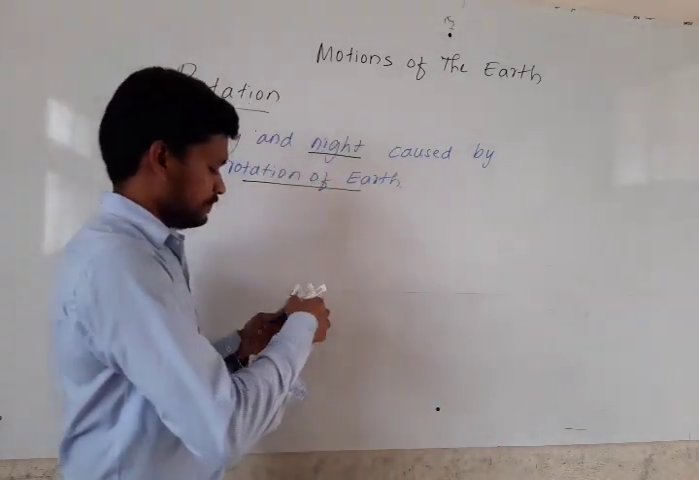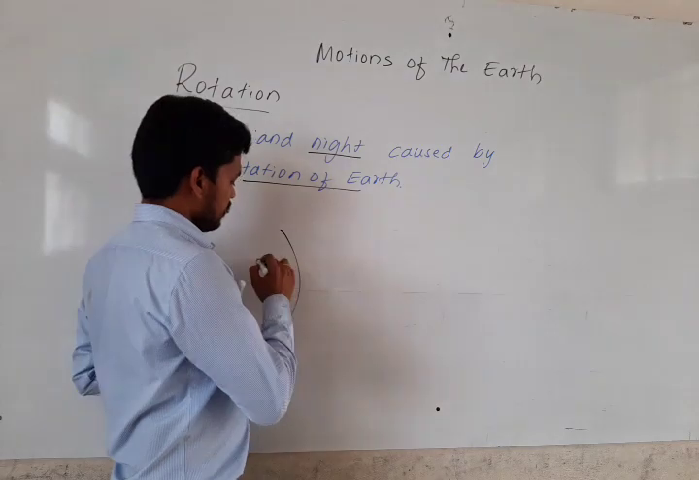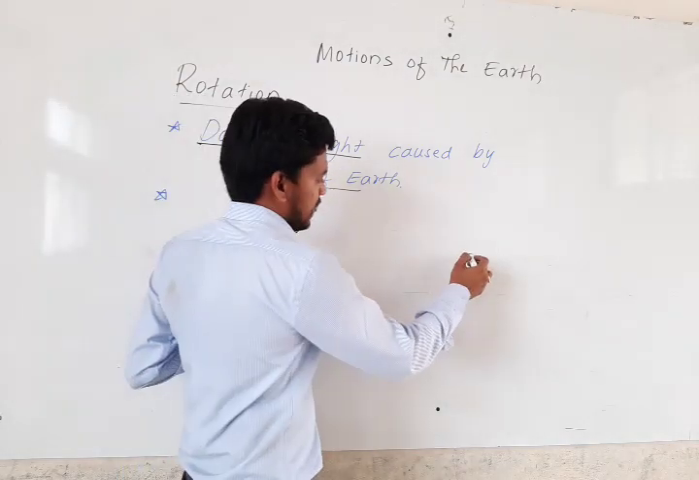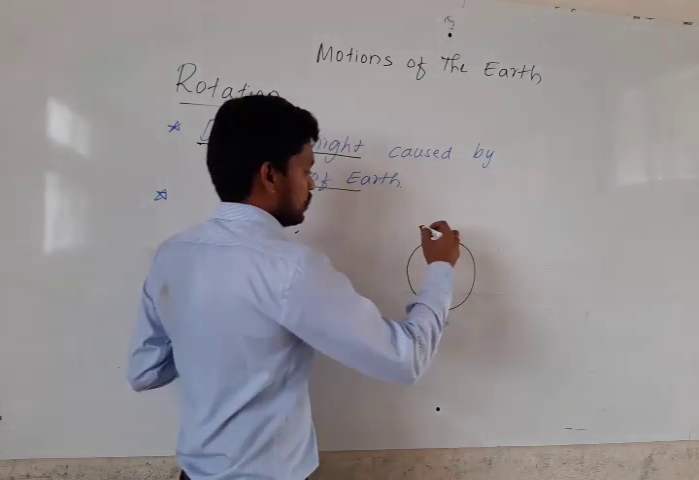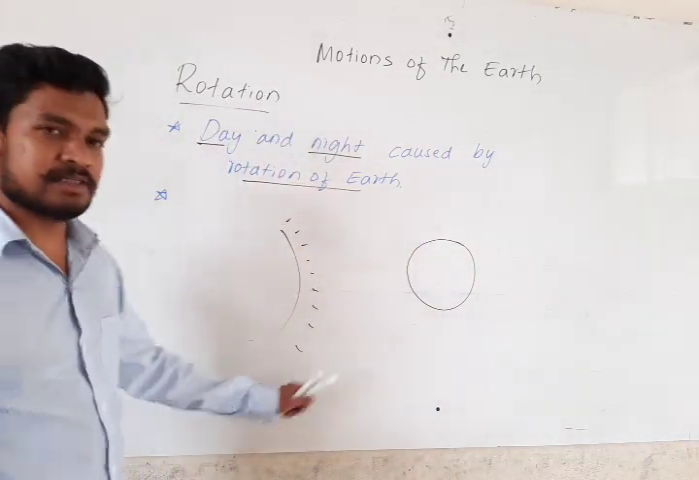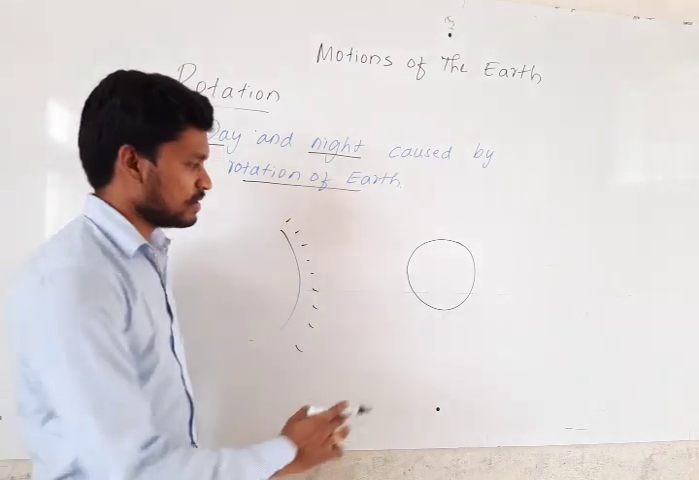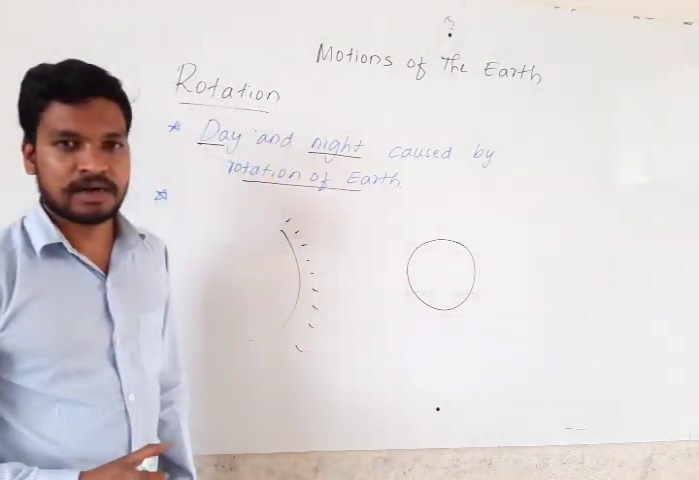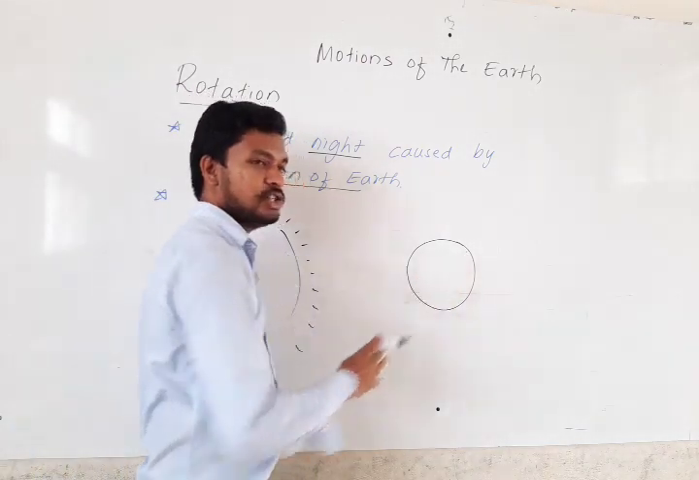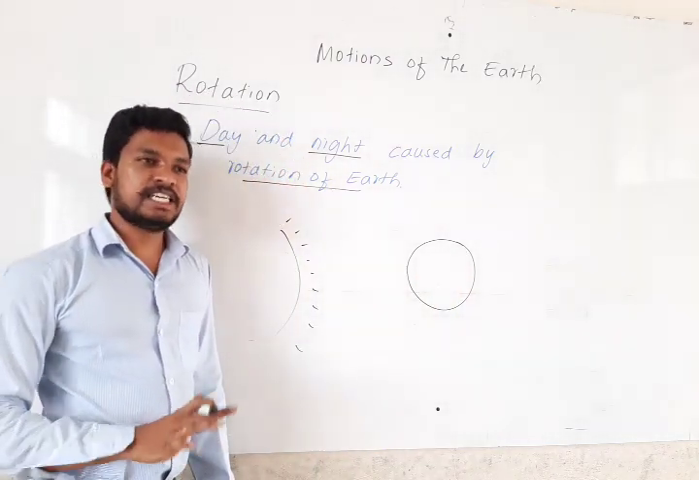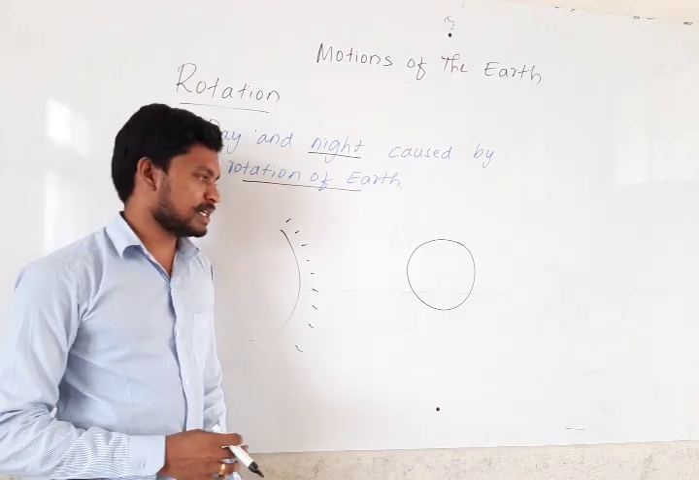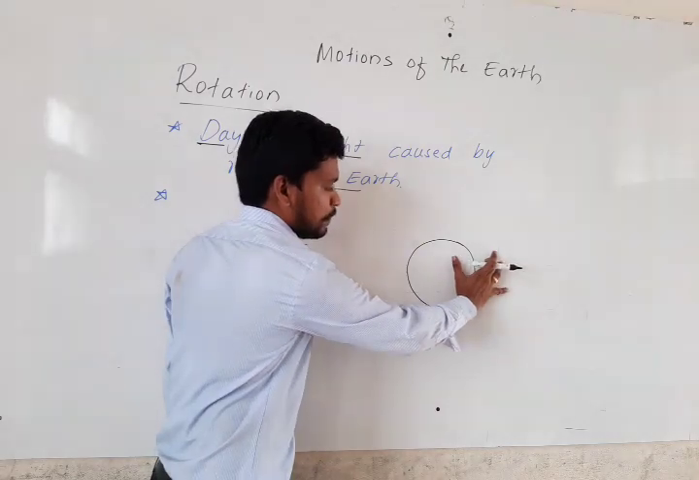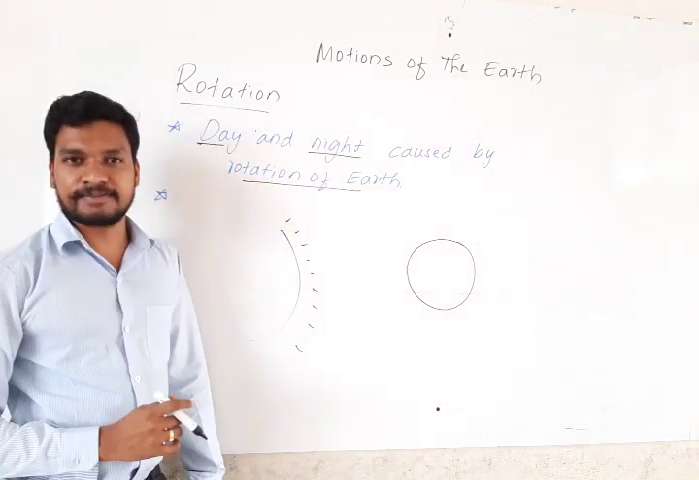Suppose this is the sun. Here we have Earth. We get a day and night difference on the Earth's surface because our Earth is in a spherical shape, or geoid shape. Basically, it's a sphere. For better understanding, it is in the sphere shape. So at any time, every place on Earth's surface cannot get sunlight.